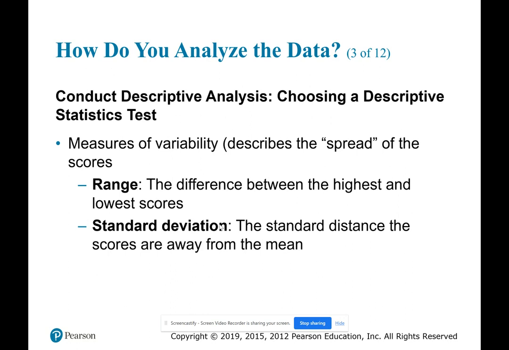It also measures the variability or the spread of the scores through the range and the standard deviation. And you'll see that represented with the letters SD on analysis outputs, the standard deviation. So your range is the difference between the highest and lowest scores. Okay, so if you have a 5 and a 10, the difference would be a 5. That would be your range. Your standard deviation is how far the scores are from your mean or your average. So how far do they go away from that average? Okay.